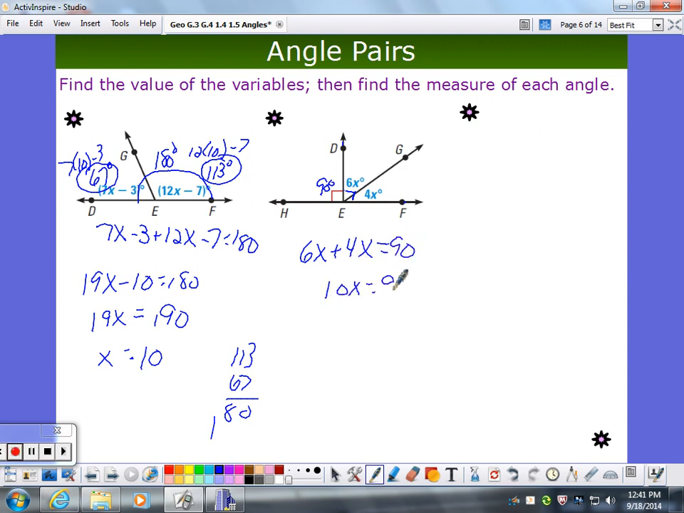Then x equals... I want to say 9. So let's see, 6 times 9, this one looks like 54 degrees. 4 times 9, 36 degrees. Do they add up to 90? Do that check, because I make mistakes here all the time. I check it. Okay? Look at this one.